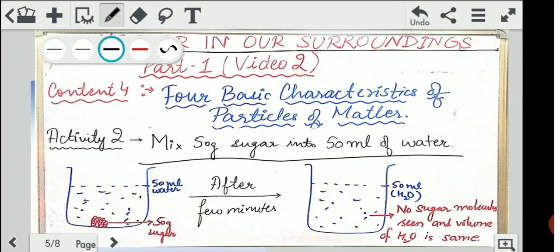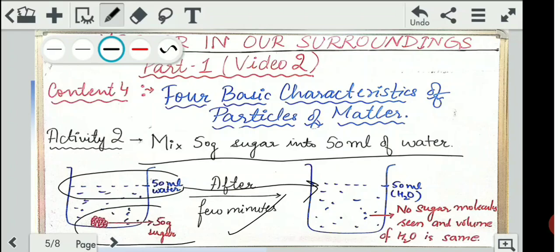Mix 50 grams of sugar into 50 ml of water. So what I have done is I have taken an equal quantity, 50 ml of water, and 50 grams, sorry, I have added sugar into it. Okay, you can see the water level here and the water level here remains the same. Even after a few minutes, the water level in both the beakers remains the same, while sugar here was present at the bottom, while sugar here is not seen. There are no sugar molecules seen and the volume of water is the same.